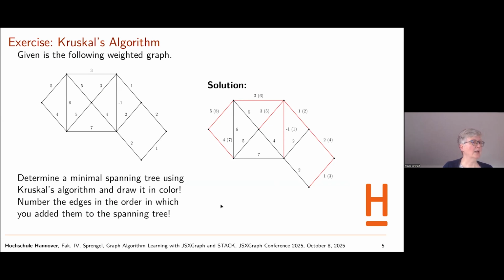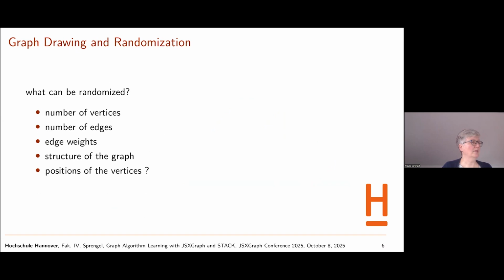And then we came up with the idea, well, we want to train the students maybe on the computer, maybe with Stack, maybe with something else. And they want to train it. And so maybe they want to have more than one of these exercises. And what can we randomize? Of course, you can randomize the number of the vertices, the number of the edges. You can randomize the edge weights, the structure of the graph, the positions of the vertices. And well, you have to think what does make sense.